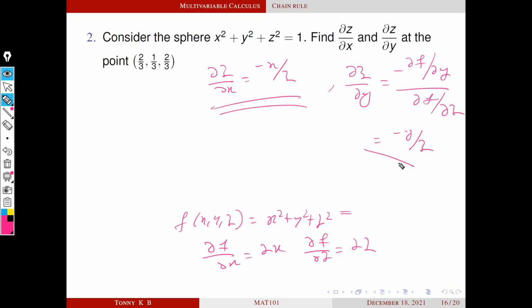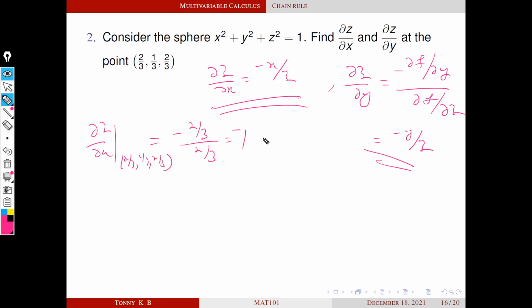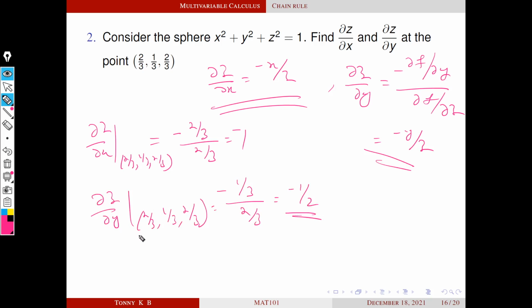Now we have two formulas. Next, we have to compute these two derivatives at this point, so we just substitute the values. Dou z by dou x at the point 2 by 3, 1 by 3, 2 by 3 is equal to minus 1. And dou z by dou y at this point is minus y by z, where y is 1 by 3 and z is 2 by 3, so minus of 1 by 3 by 2 by 3 is equal to minus 1 by 2. One is minus 1, the other is minus 1 by 2. That's all.